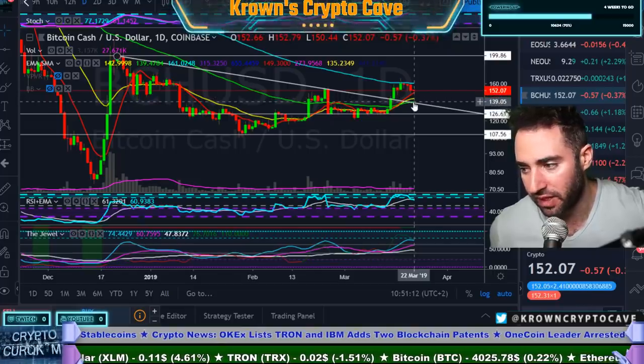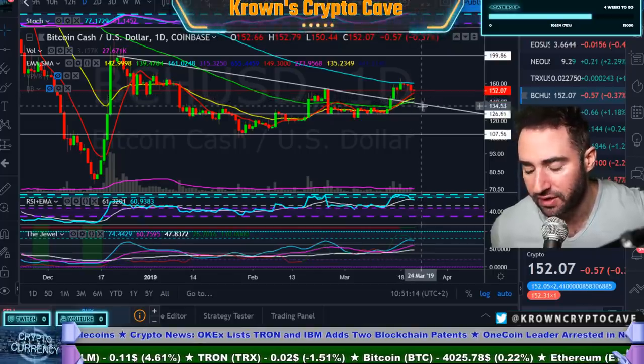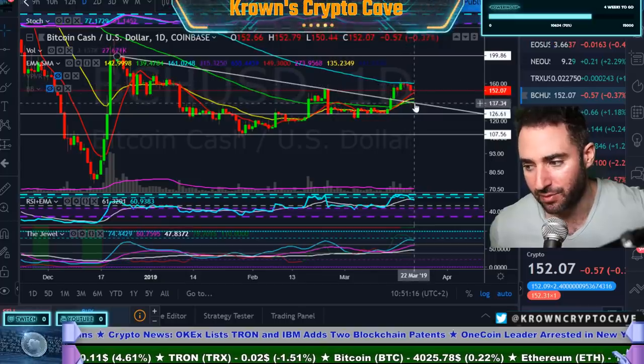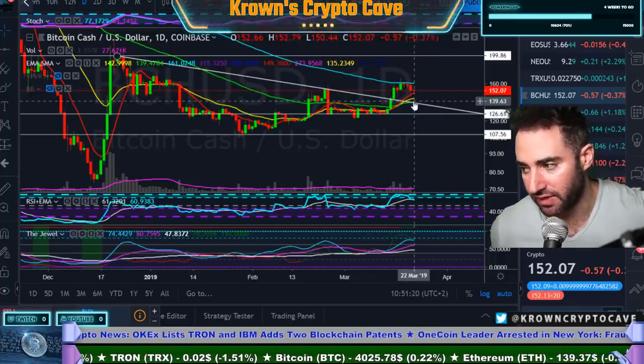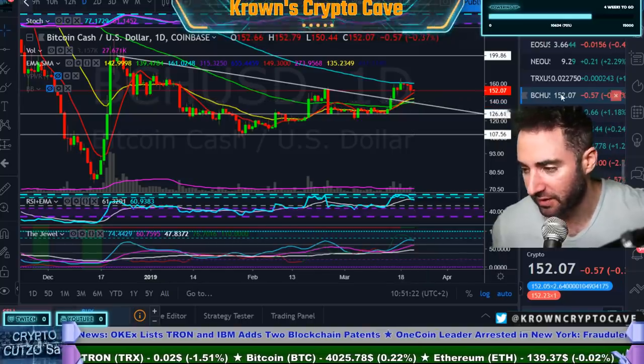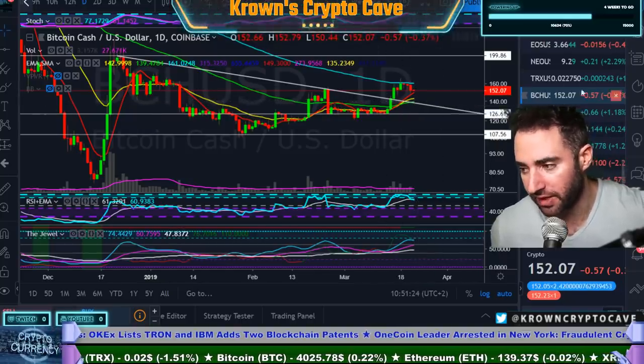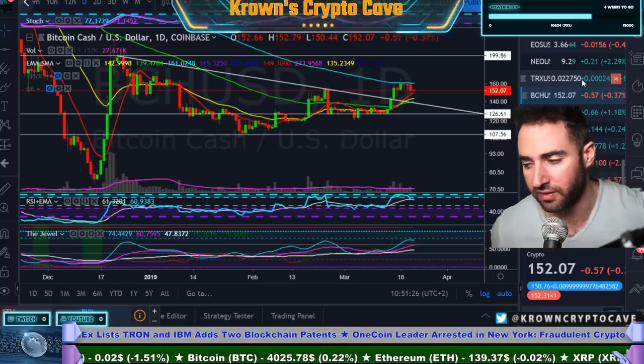If we start to give away to the 140-ish area, I'd consider this another trap above this major resistance, right? Or sorry, former resistance now turned potential support. If that were to happen, I'd become extremely bearish. But for right now, I'd be looking for it to provide support.